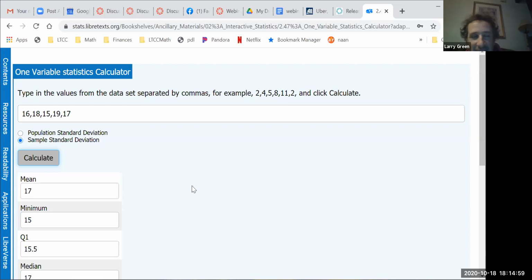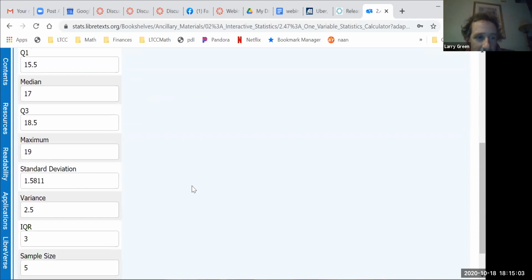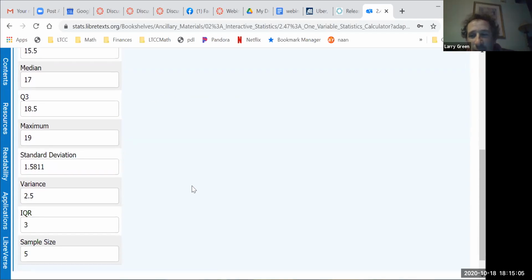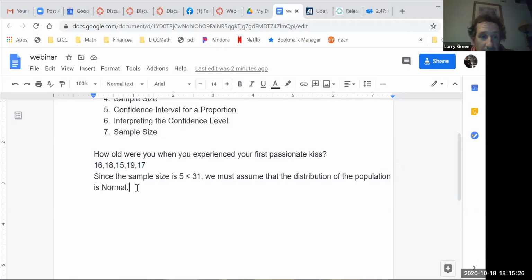So the mean is 17. What is the other big thing we care about in this class besides the mean and the sample size? Yeah, standard deviation. The standard deviation is 1.5811. Any questions on that? Okay, let's write that down.